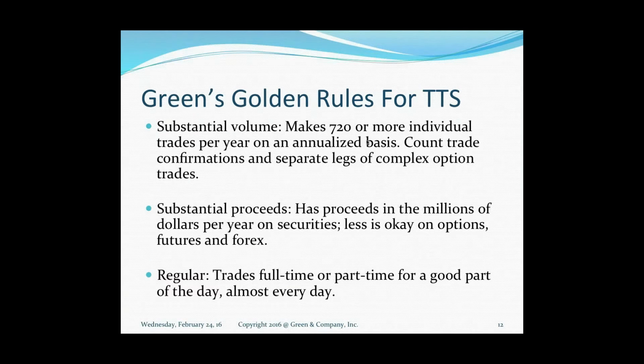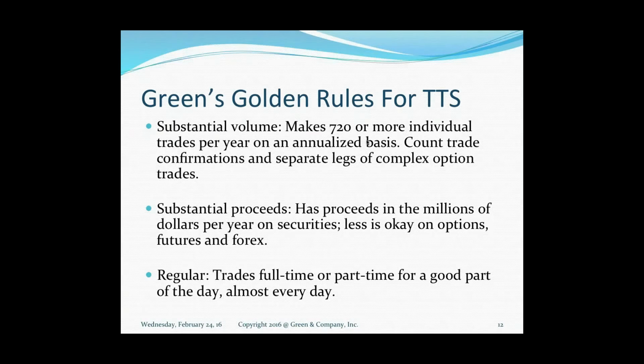So let's go through Green's golden rules for trader tax status. Substantial volume. Makes 720 or more individual trades per year on an annualized basis. Count trade confirmations and separate legs of complex options trades. Do not count option exercises and unexecuted trades. Now, if you started July 1st, notice that number is half of 720 because it's an annualized number.